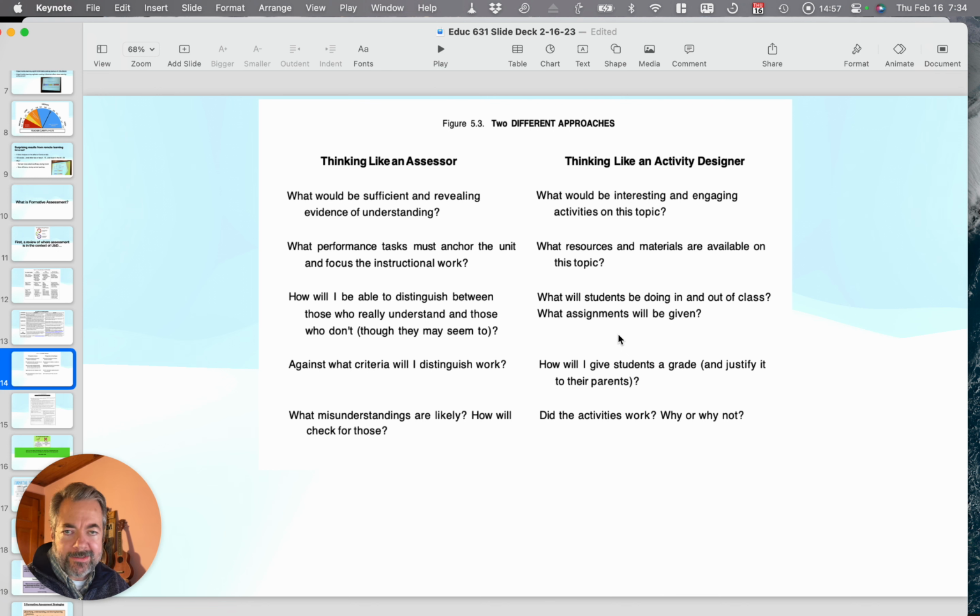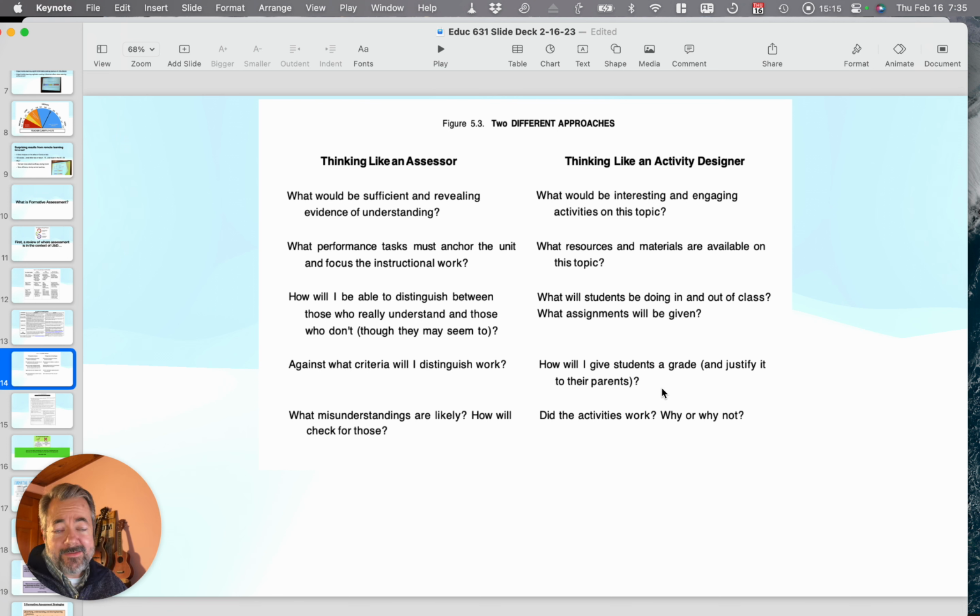Homework is overrated, no doubt about it. It's not unnecessary, but if it keeps you from being a good assessor and thinking like an assessor, then it's not good. What's the criteria that I'm going to distinguish work? How am I going to know if a piece of writing is really good? That's what an assessor thinks about.